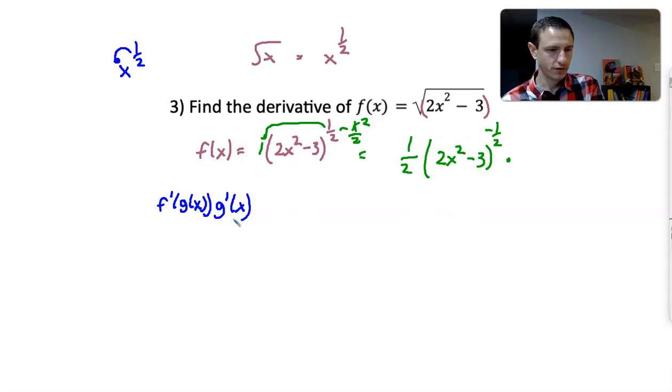Times the derivative of the inside now. The derivative of the inside is just taking the derivative of 2x squared, which is going to be 4x. And then 3 is a constant.